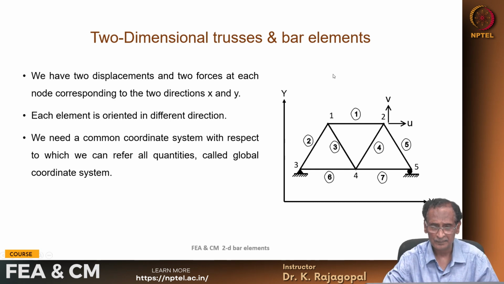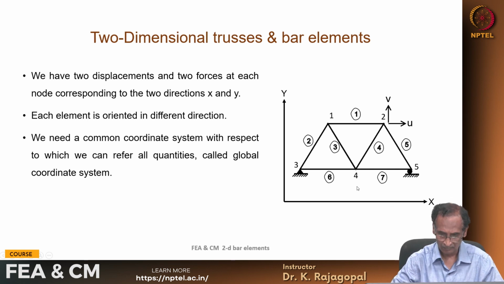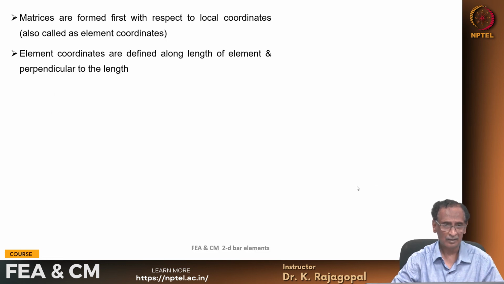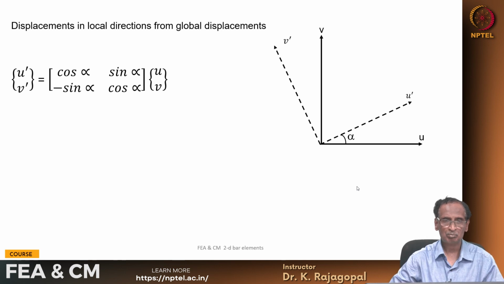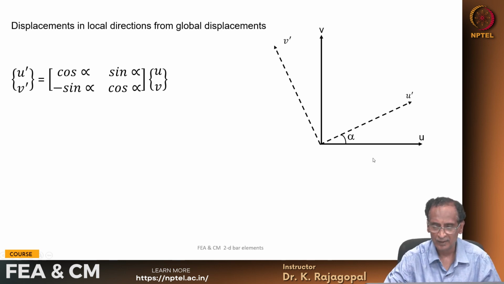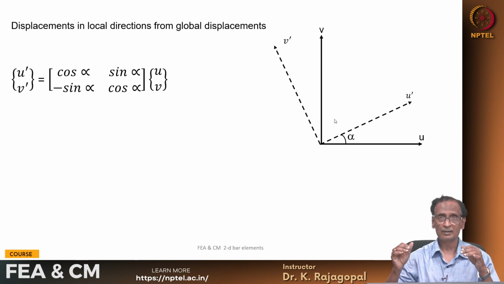We need to convert them to some common system, like the common coordinate system, like our Cartesian system x and y, so that we can add them together. So for that we need some understanding, and let's define the relation between our local displacements u prime, v prime and the global displacements u and v. u and v are the displacements in the two Cartesian directions x and y.